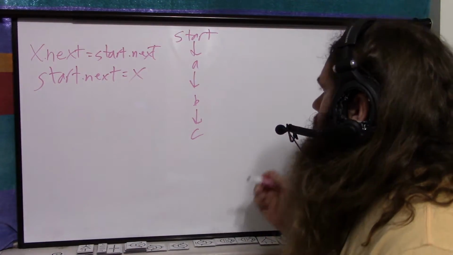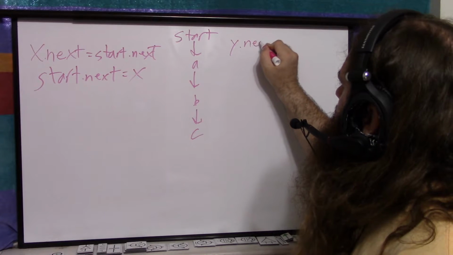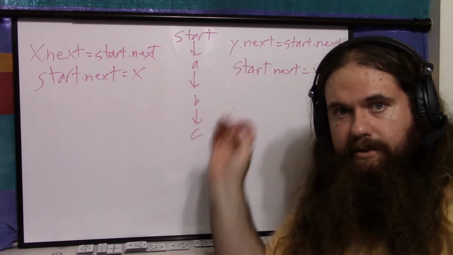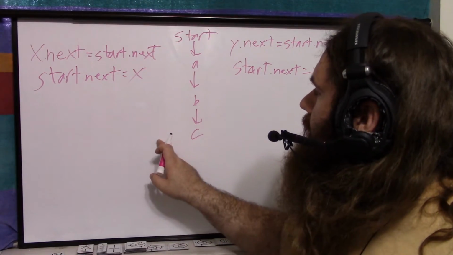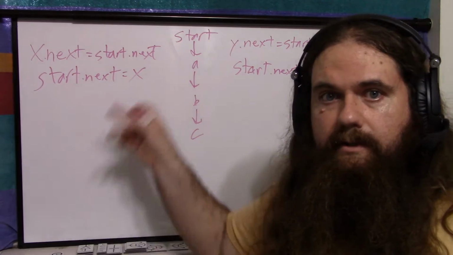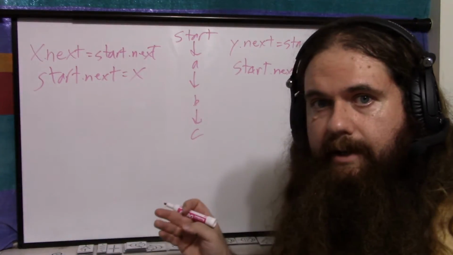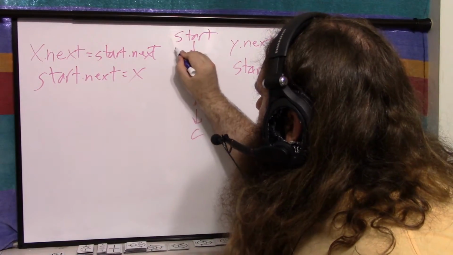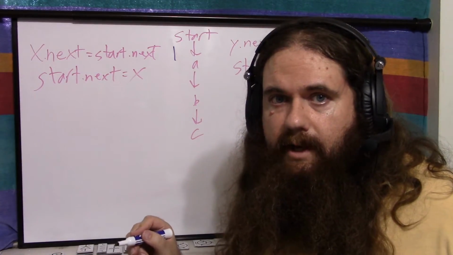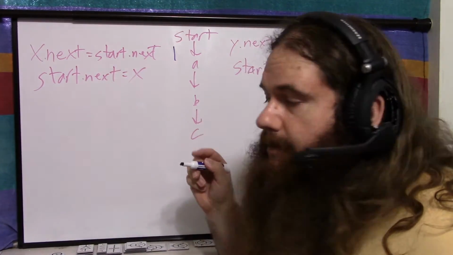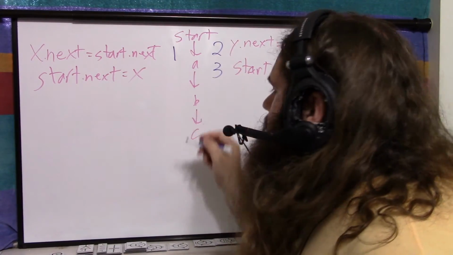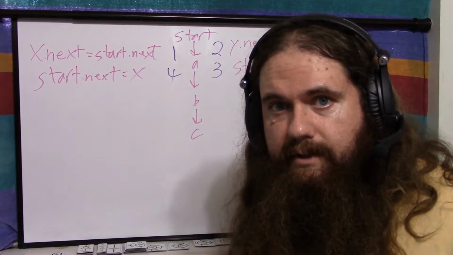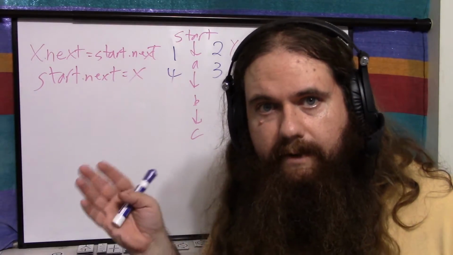But then you've got another thread. Y next equals start next. Start next equals Y. This code just inserts Y at the head of the list. So what we want is X, Y, A, B, C, or Y, X, A, B, C. I guess we don't care which is first. But here's the thing. What if we do it this way? The CPU runs this command. Oops. The operating system has decided now it's this thread's turn. So now this runs, and then this runs, and now it's done. Switch back to the first one, this one runs. That's perfectly valid, that's what it does. It switches between threads so they all have the illusion of happening at the same time.